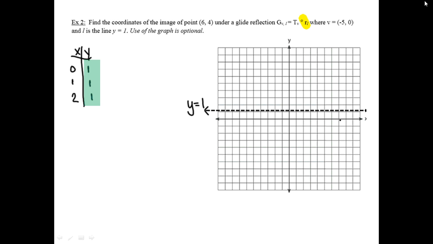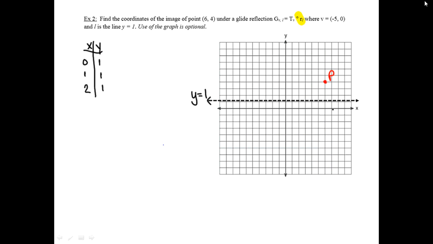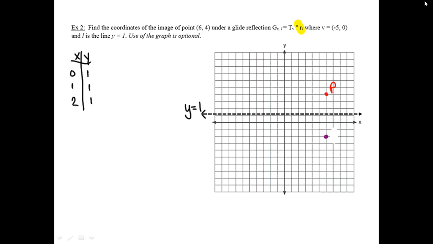So now that I've got my line graphed, I'm going to go ahead and graph that point whose coordinates are 6, 4. So there's my graph with the line and the point on it. To reflect across the line, I'm simply going to count. Point P is 3 units above that line. Therefore, its image under a reflection in that line is going to be 3 units beneath that line. So under a line reflection, that point P now becomes that new purple point.